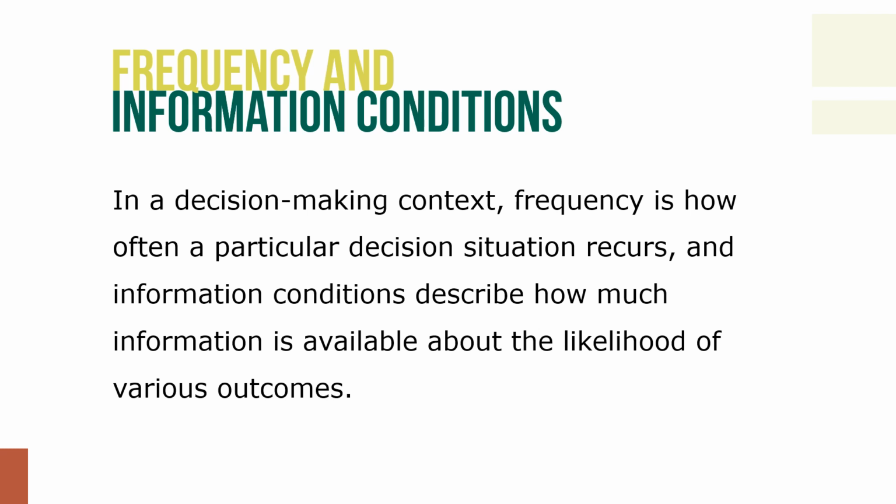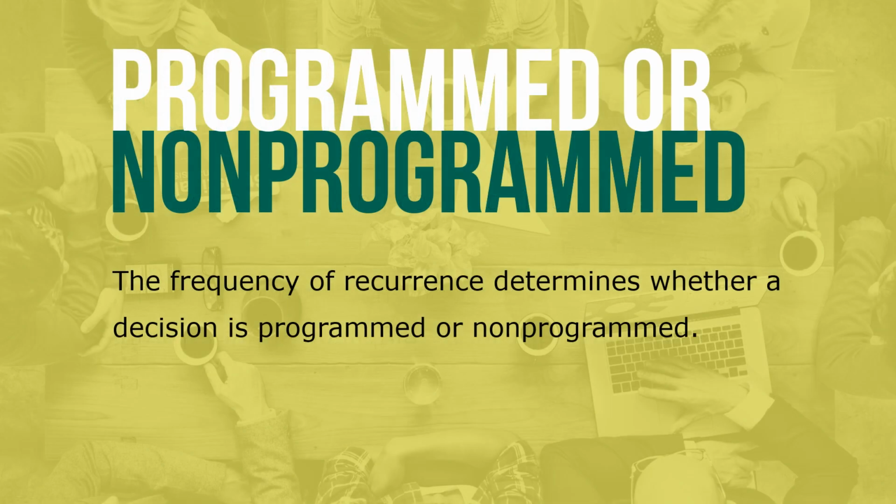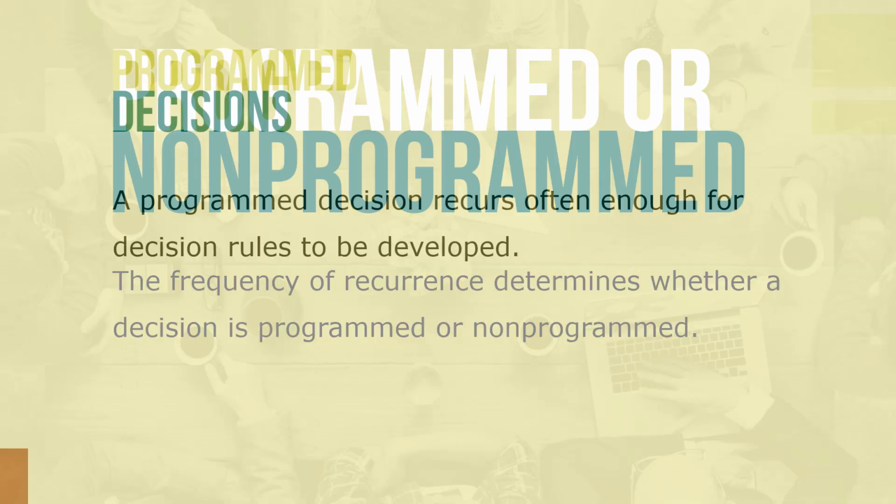Decisions made in organizations can be classified according to the frequency and to the information conditions. In a decision-making context, frequency is how often a particular decision situation reoccurs, and information conditions describe how much information is available about the likelihood of various outcomes. The frequency of reoccurrence determines whether a decision is programmed or non-programmed.